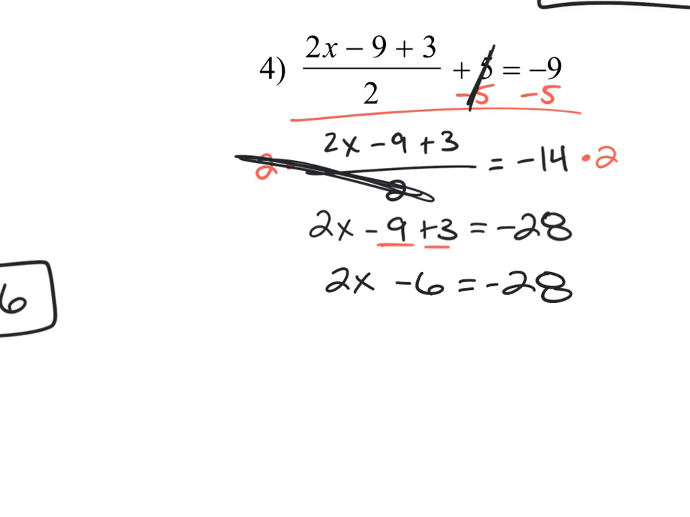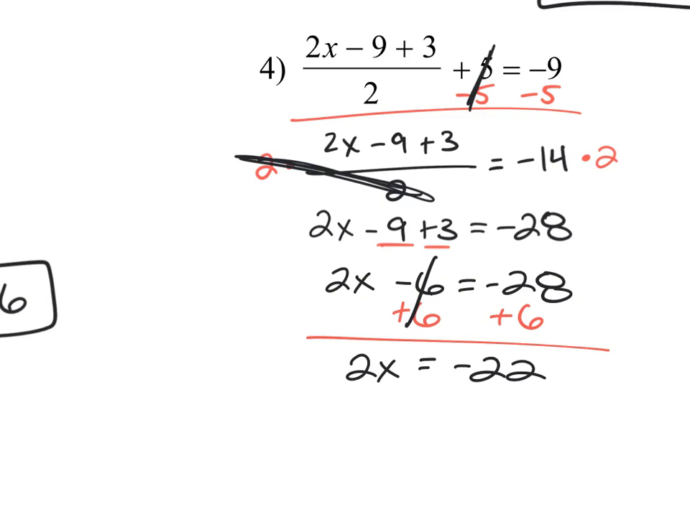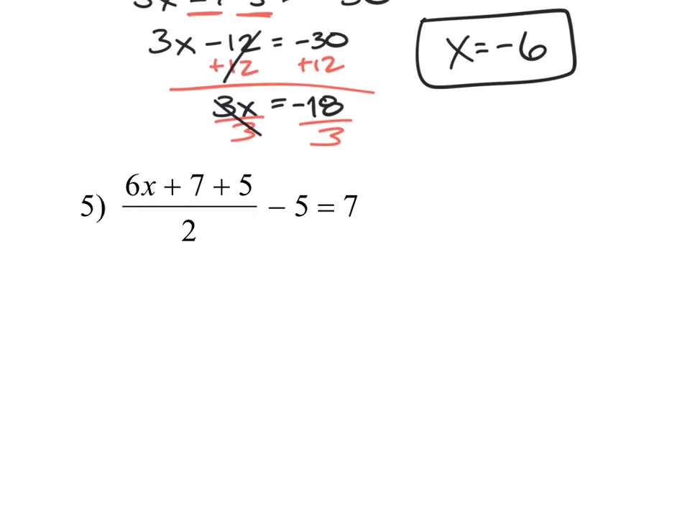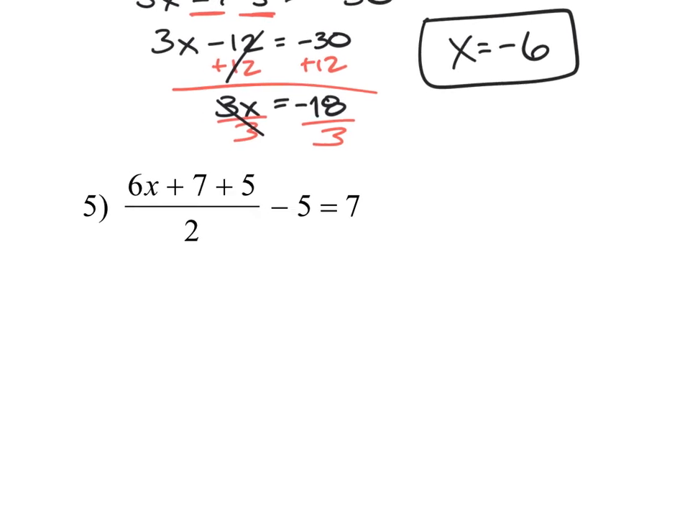Are we ready to get x by itself? Yeah. Add that 6 to both sides. 2x is equal to negative 22. Divide it by 2. You end up getting x is equal to negative 11. Concerns? All right. There is one last example. I'm going to give you 2 minutes to try it on your own, and then I'll work it out. Ready, set, go.